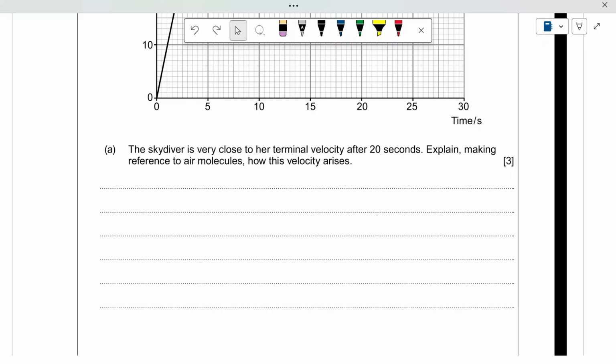So terminal velocity, the general idea here is the faster you go, the larger the drag force, and therefore as you accelerate downwards with a constant downward force, your weight being constant, the upward drag force increases until those two forces are balanced, and then you'll travel at a constant velocity. It does say making reference to air molecules here. So that suggests to me that we're going to have to make some statement that describes how that drag force comes about.